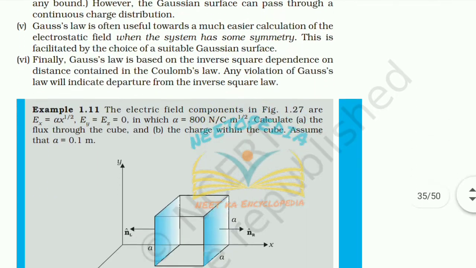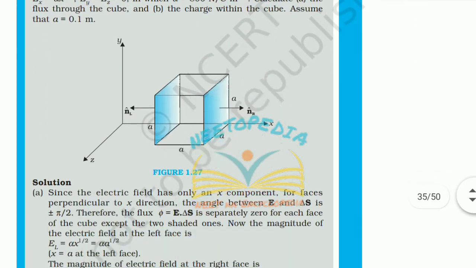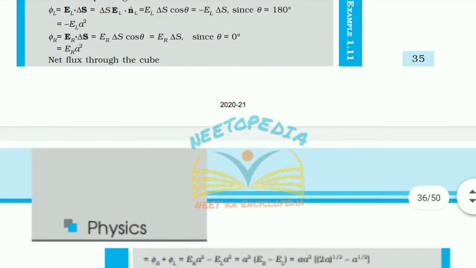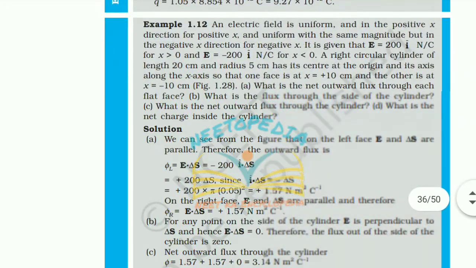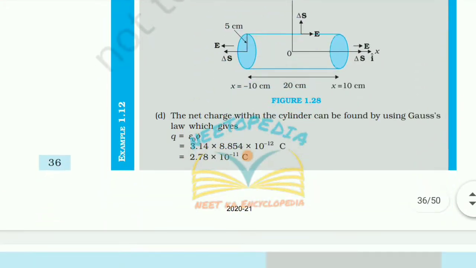I'm skipping example 1.11 for you to solve it later, or you may pause the video and solve it right now. Same goes for example 1.12 as well.